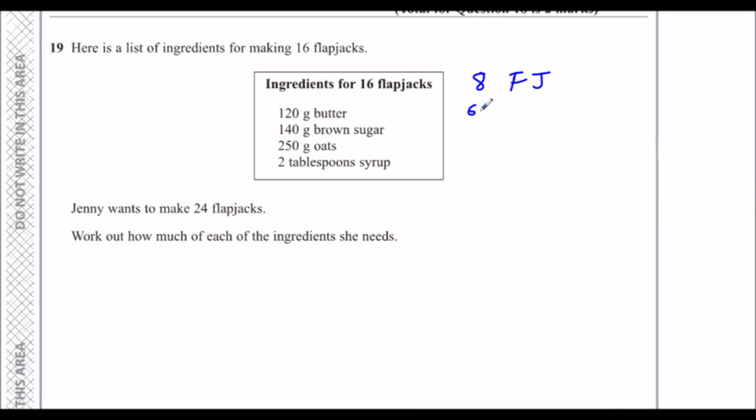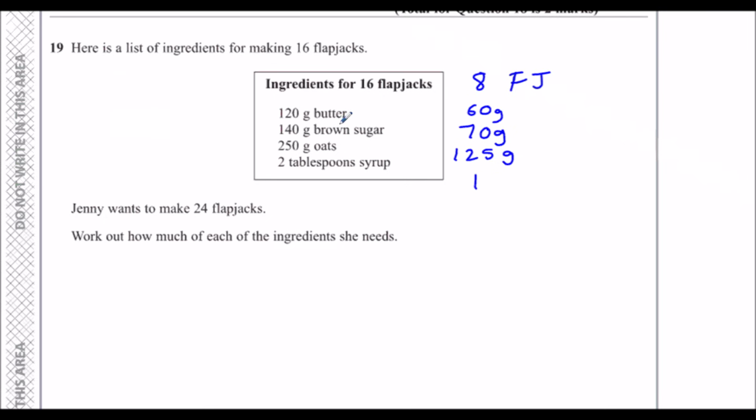So we'll have 60 grams of butter, 70 grams of brown sugar, 125 grams of oats, and 1 tablespoon of syrup. Now to get 24 flapjacks, we can add the ingredients for 8 and 16 together, because 8 plus 16 is 24.